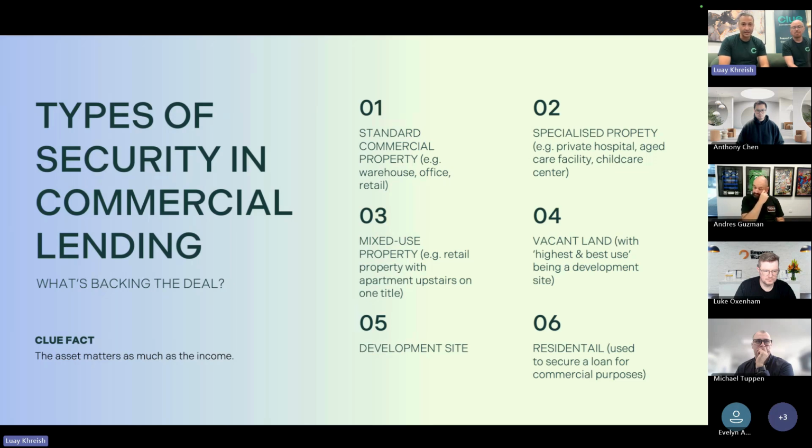No. Vacant land, if it's deemed to be highest and best use as a development site, you might sometimes see that clause in a valuation. They'll treat that as a development site and therefore commercial property. If it's already a development site, that takes the ambiguity out of it. They'll be deemed commercial. Or residential property that is standard residential but is being used to secure a commercial loan. Obviously, that's not a commercial property, but that is a type of security that we can use to secure a commercial loan.